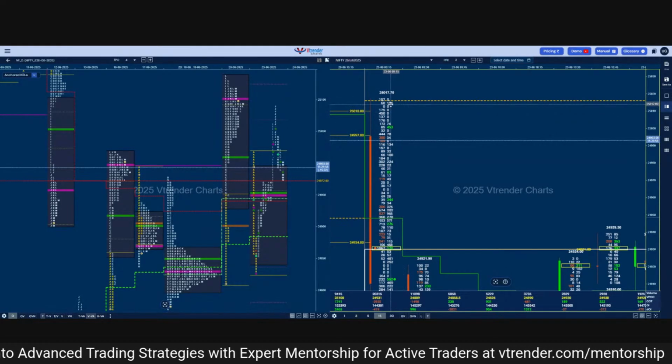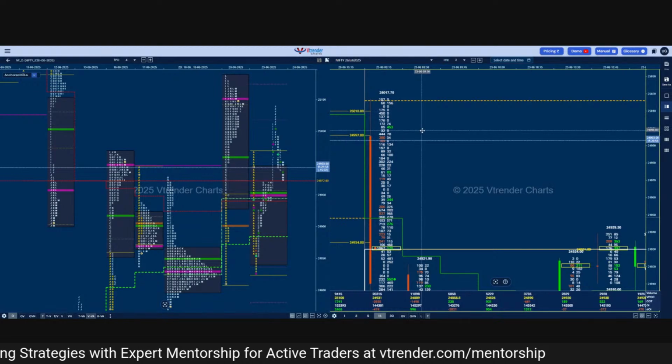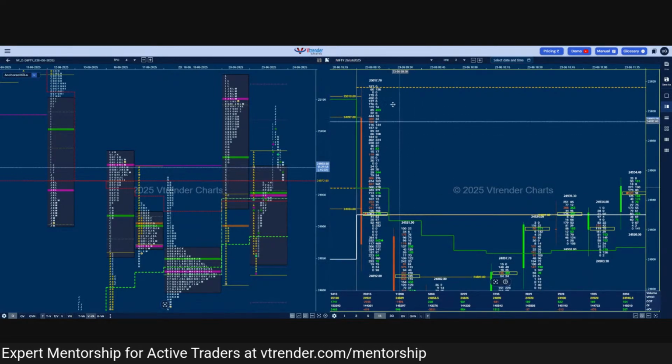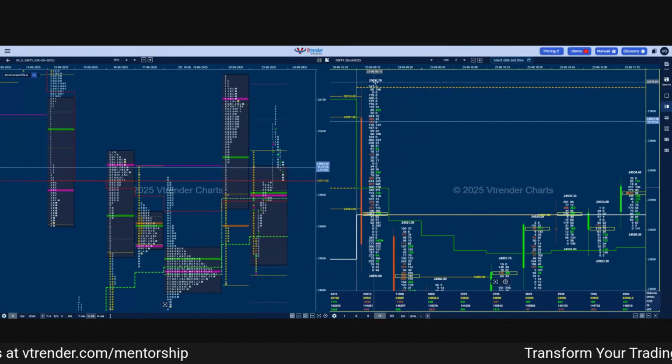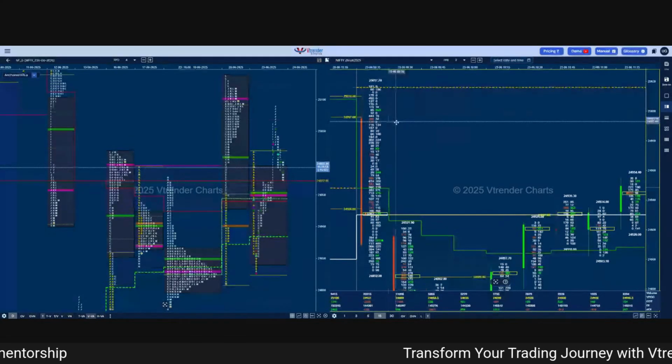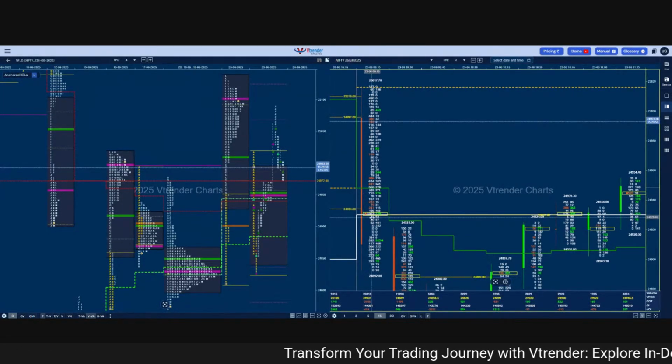1, 2, 3, 4, 5, 6 rows of zeros. In between you have one number. So this is very clearly telling us that the test of the VWAP failed to get any demand. So when that happens, you know that the PLR is to the downside.